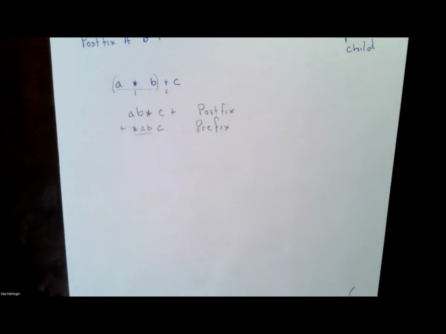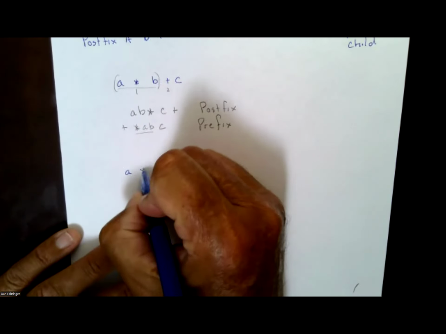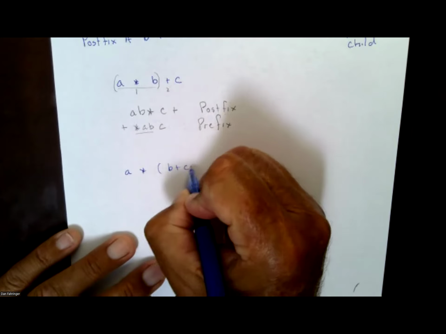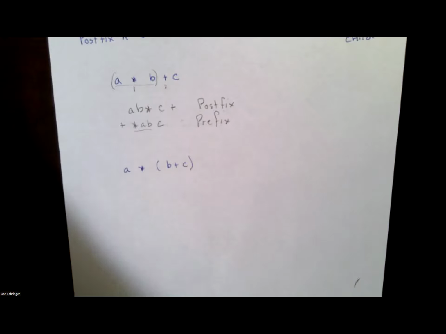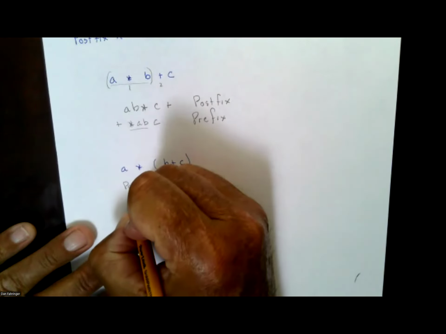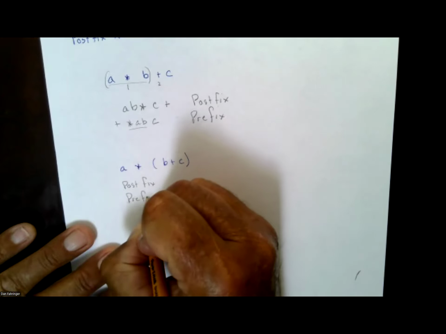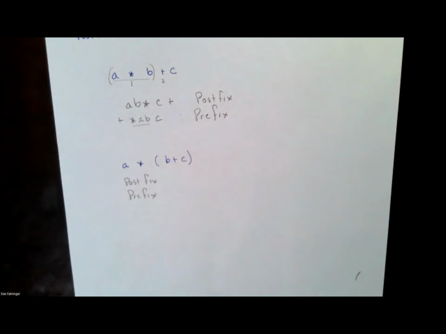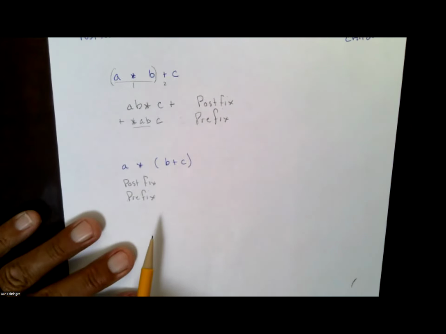Well, let's switch it up just a little bit. This time I want to do A times B plus C because the parentheses have some say. For postfix, would it be BC plus?